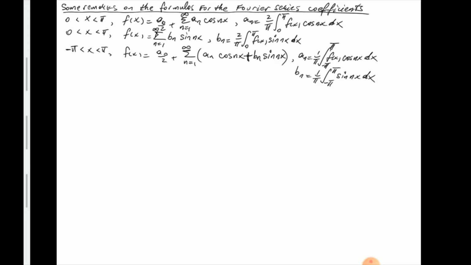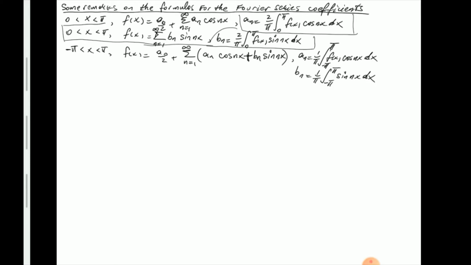Now, the reason I want to go over these remarks is because people sometimes are still a little bit confused on why, in some cases, you take these formulas for the coefficients on the right half of the symmetric interval. So, if you remember, we talked about the Fourier cosine series over the interval 0 to pi. And the same thing for the Fourier sine series over the interval 0 to pi. And the formula for the coefficients is with 2 over pi times the integral from 0 to pi.